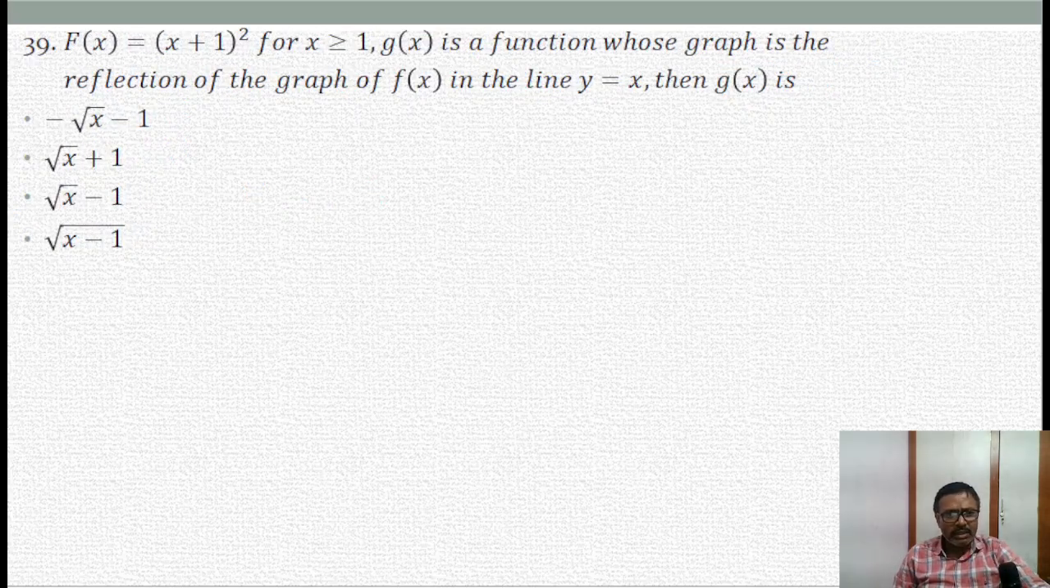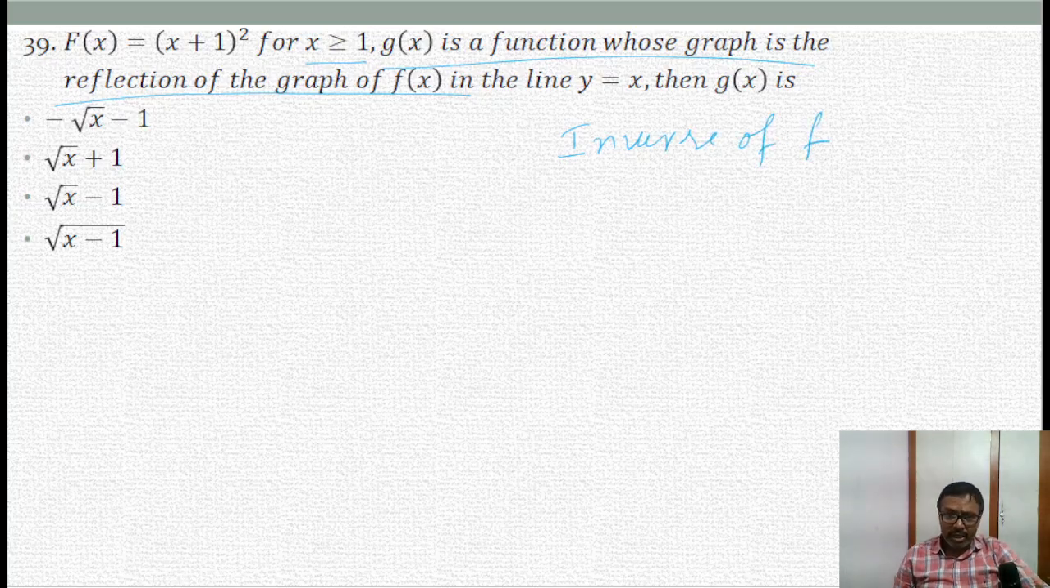Question number 38 is done. Sorry, question number 39. Now, here they have given f of x is equal to (x plus 1) whole square for x greater than or equal to 1, and g of x is the function whose graph is the reflection of the graph of f of x on the line y is equal to x. Indirectly they are asking you to find the inverse of f.